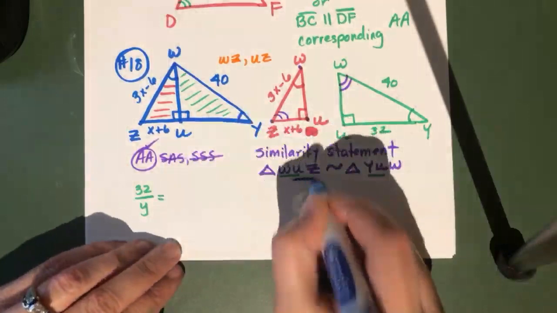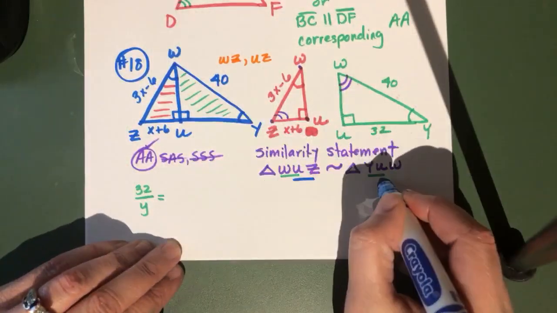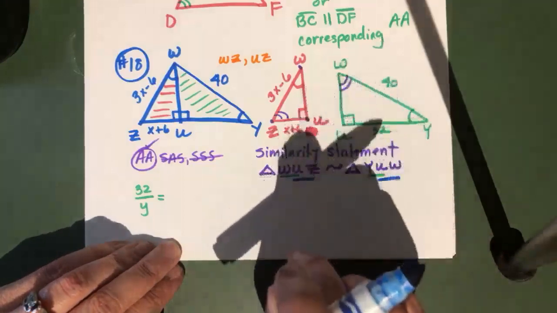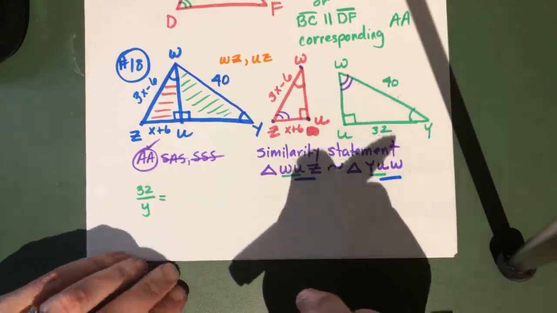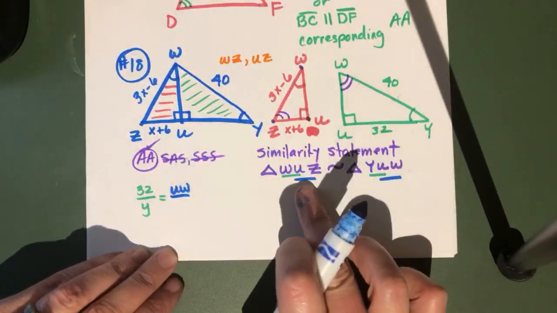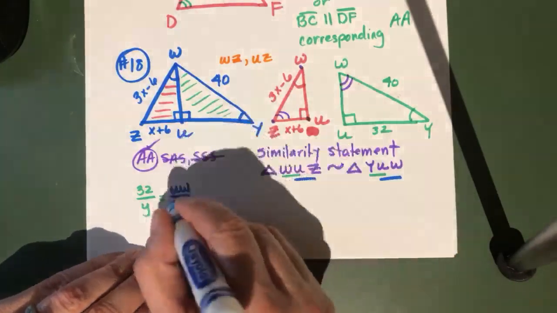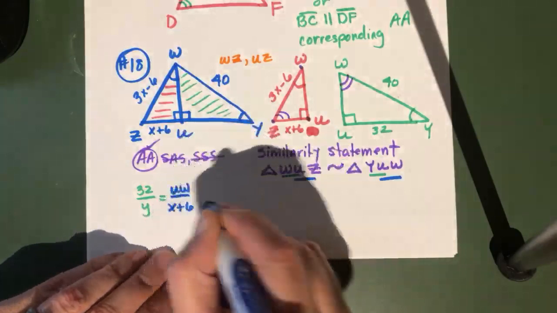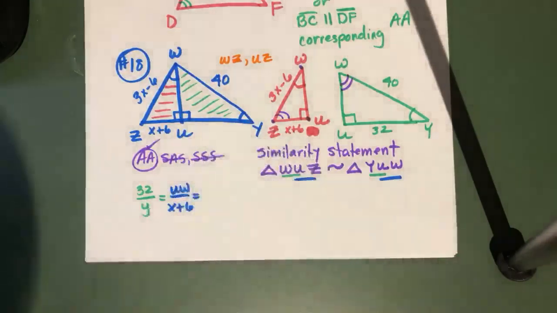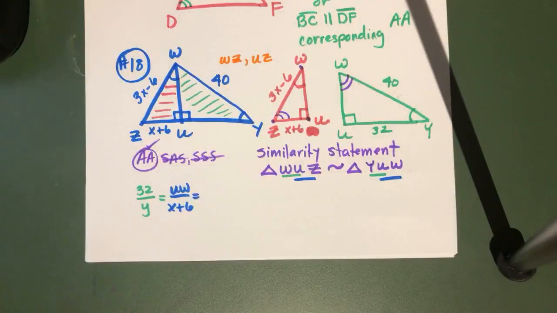UZ and UW go together. So UW, do you know UW? We don't know UW, so I'm just going to say UW. And we don't know UZ, we know UZ is x plus 6, okay? So far we've got two. Now we're going to get the third one, then we're going to see where we can go from here.